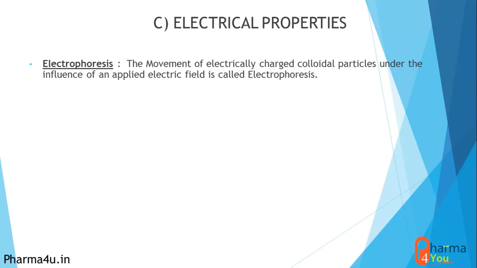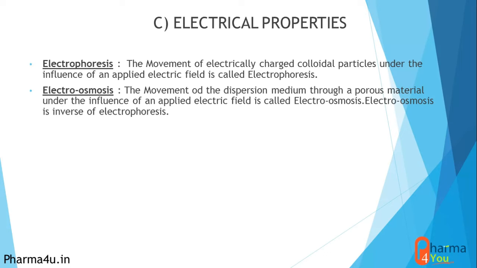Next is electrical properties. First is electrophoresis. The movement of an electrically charged colloidal particle under the influence of an applied electric field is called electrophoresis. Generally, colloidal-range particles have an electrical double layer over them. As we go from coarse particles to colloidal particles, if we apply any energy, this energy will be converted to an electrical double layer around the colloidal particle, and we can use this property for electrophoresis. It is not in the coarse dispersion, but it is in the colloidal range, so electrophoresis is better seen in colloidal-range particles.